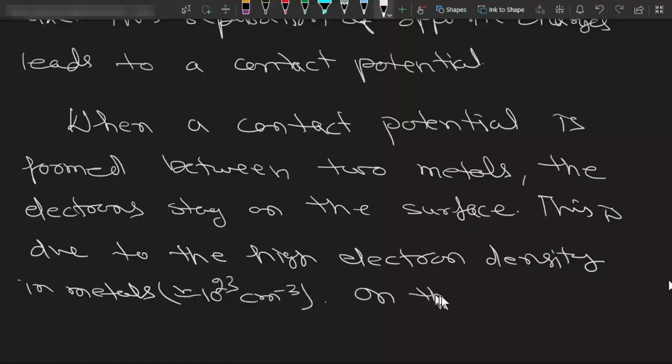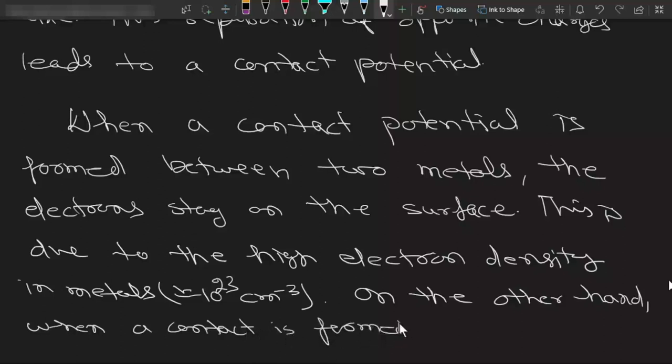On the other hand, when a contact is formed, here we can remove this potential. We can only talk about the contact, and after contact we can talk about contact potential. Here we talk only about making a contact between two metals, or between one metal and a semiconductor.